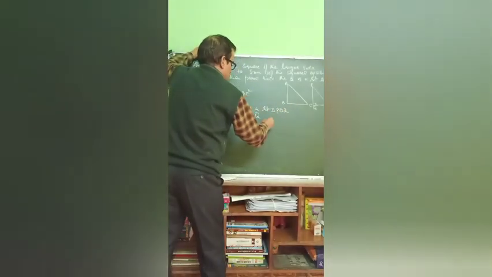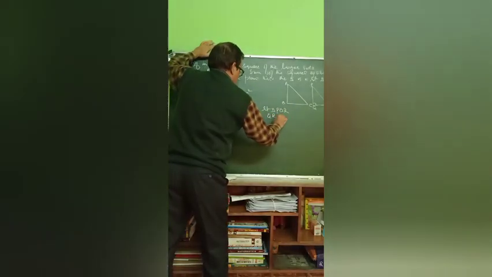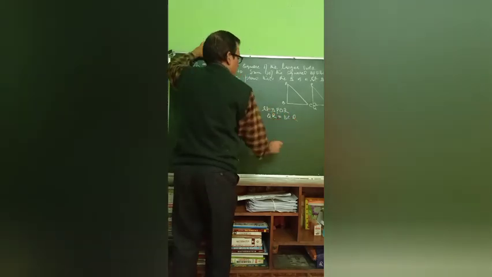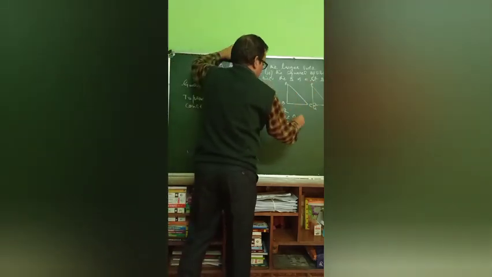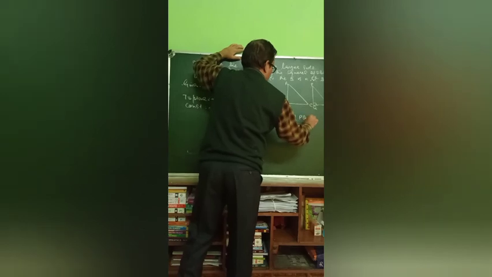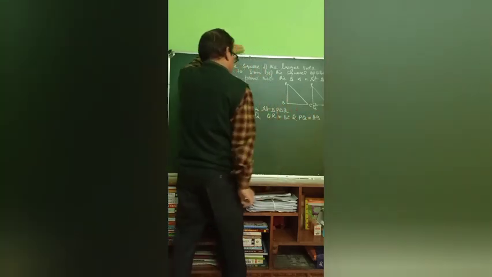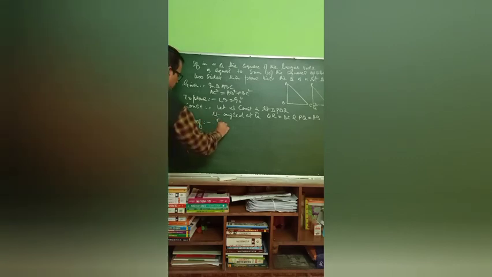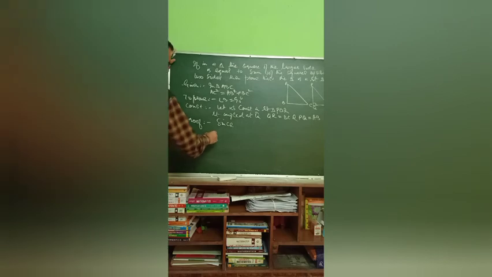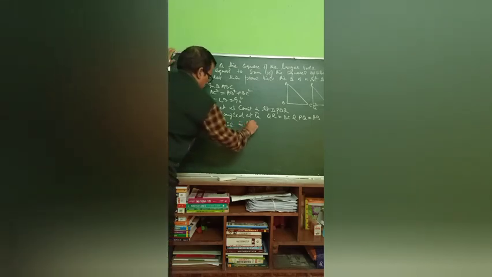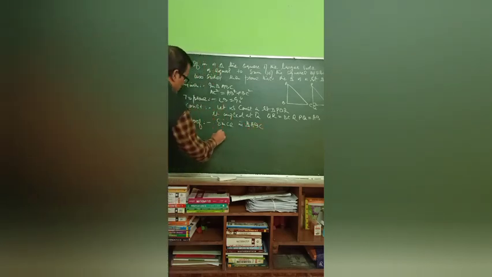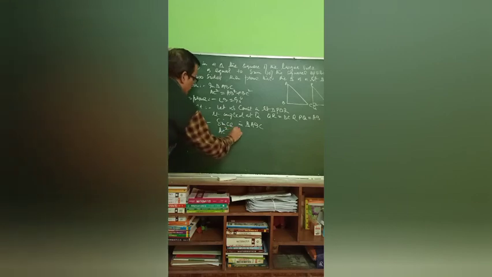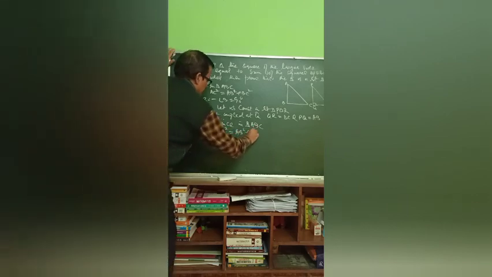QR should be equal to BC, and PQ should be equal to AB. Proof. Since what is given, that we will first write. Since in triangle ABC, AC square is equal to AB square plus BC square.